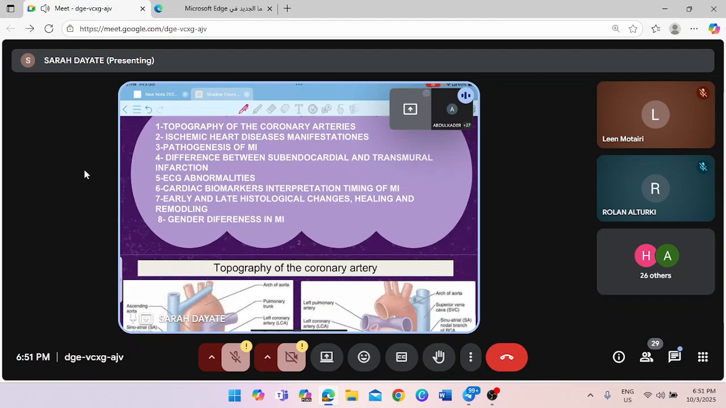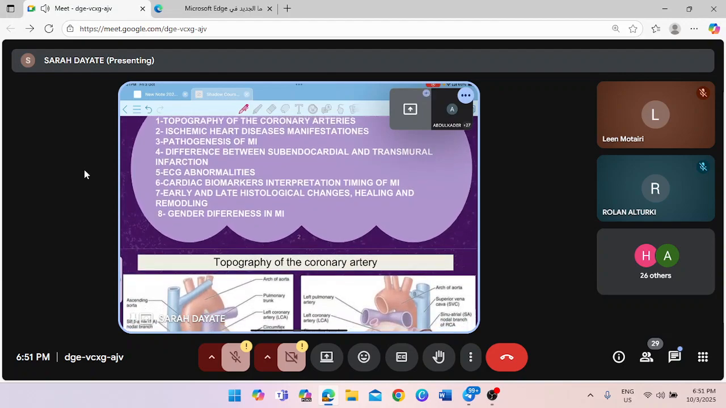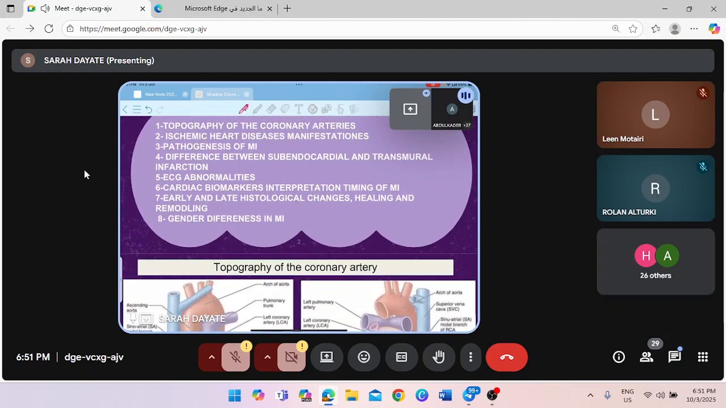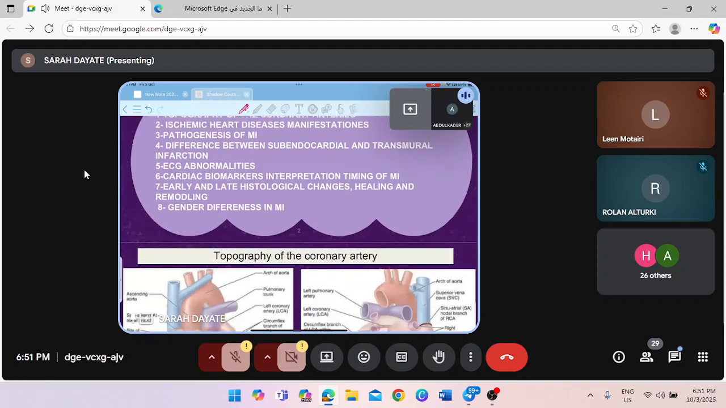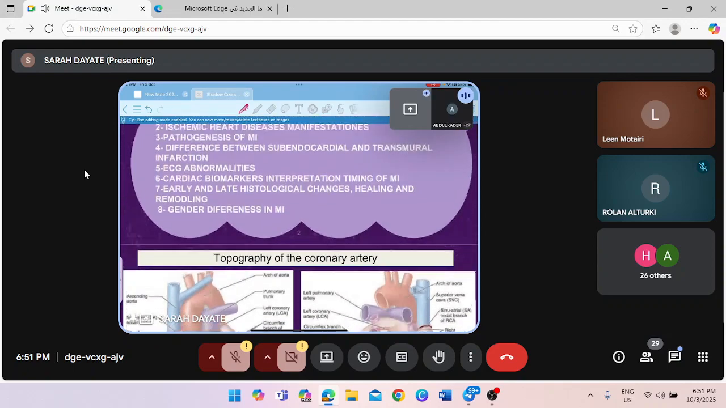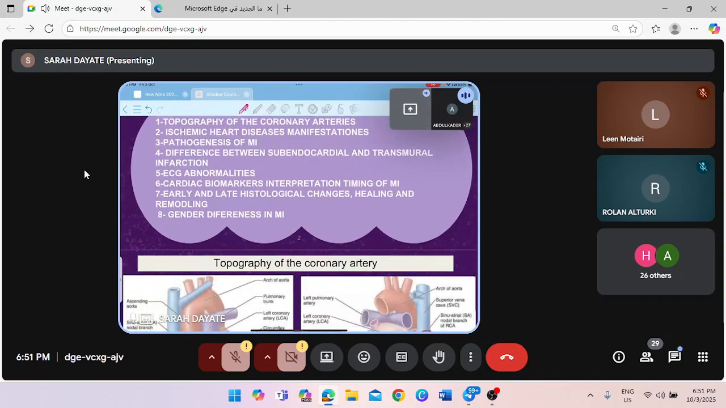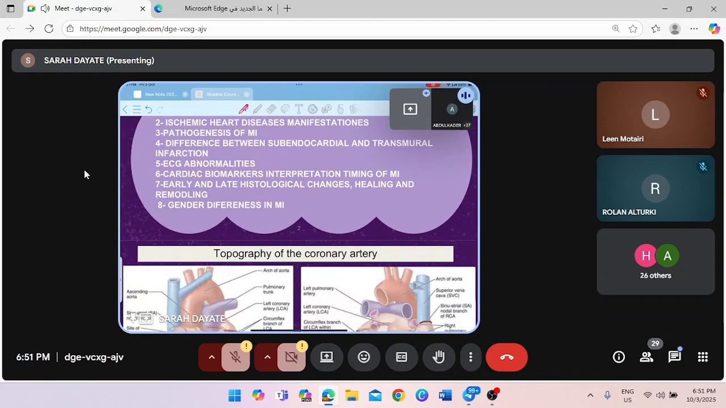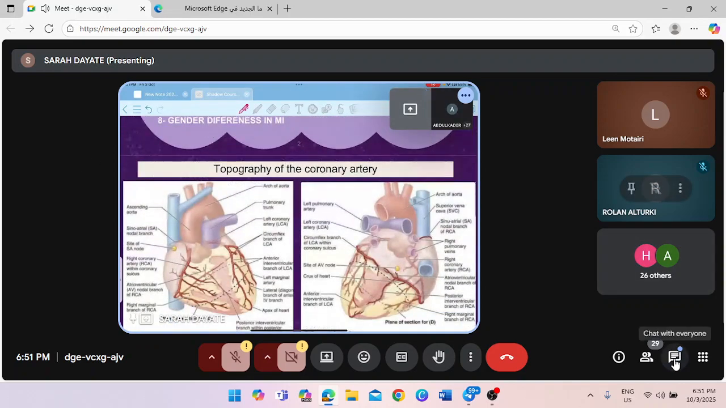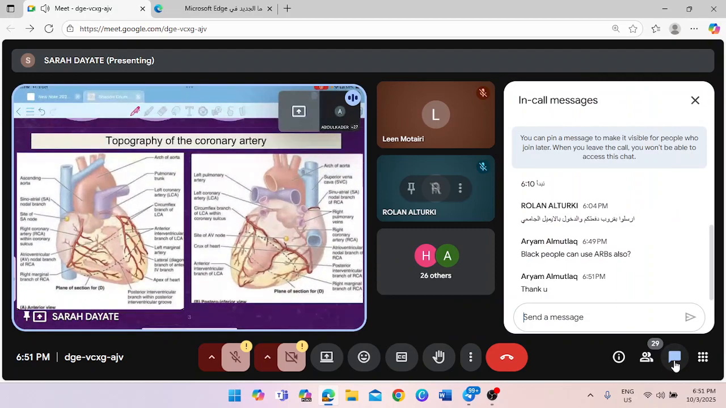We will see the cardiac biomarkers interpretation and the timing after the MI, and what are the biomarkers that can indicate that we have an infarction. We will see early and late histological changes, healing and remodeling, and then the gender differences in the MI. Starting off, first of all, with the topography of the coronary arteries.